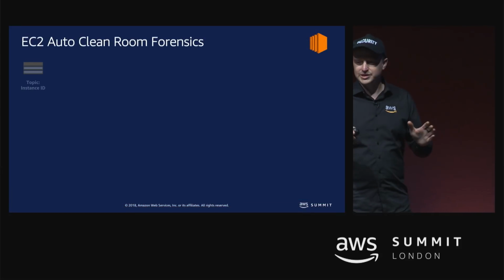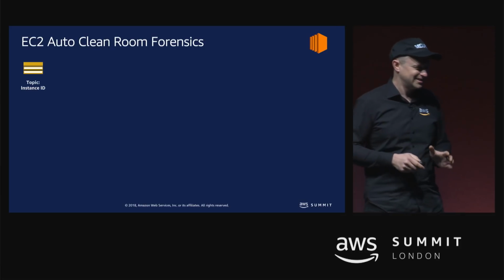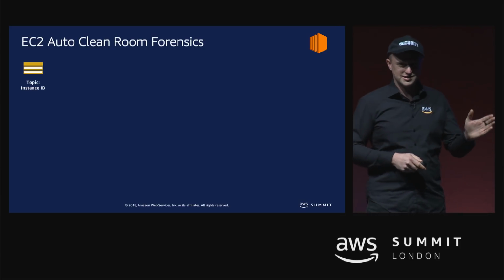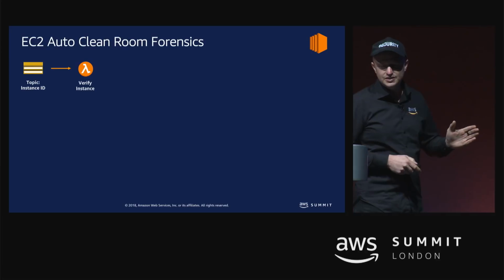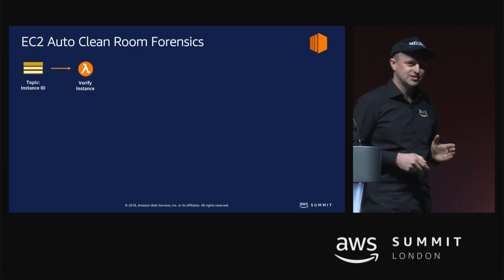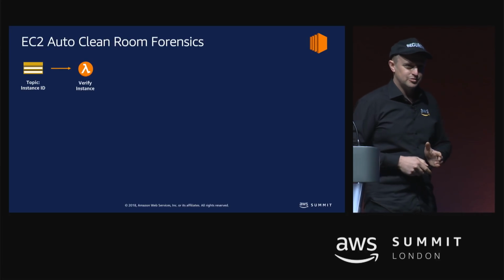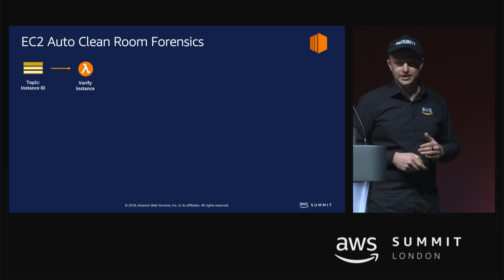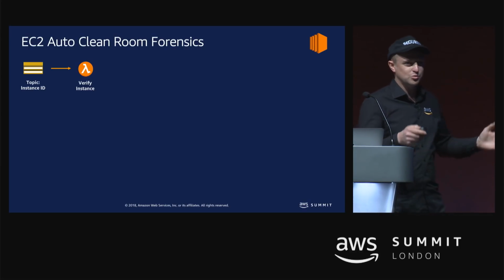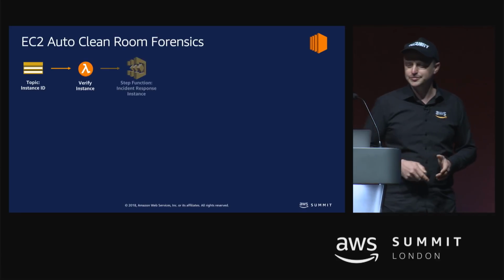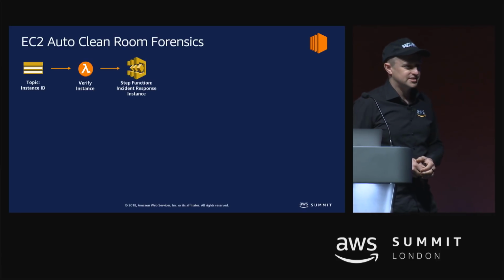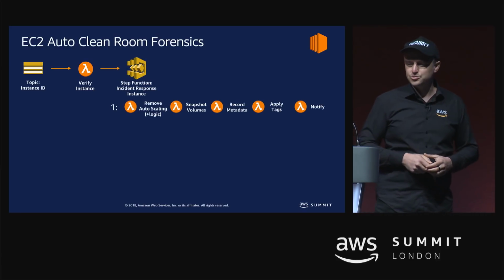So you've got to bear with me. This solution's a little bit complicated. I've got my SNS topic that listens to the instance ID. I'm then going to verify that instance ID is okay. I don't want to pull out this instance from running if it's the only one, my critical production single point of failure server. I'm then going to invoke a step function, and let's step through what that does.